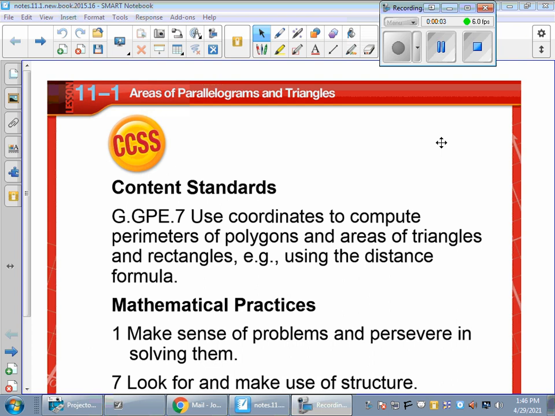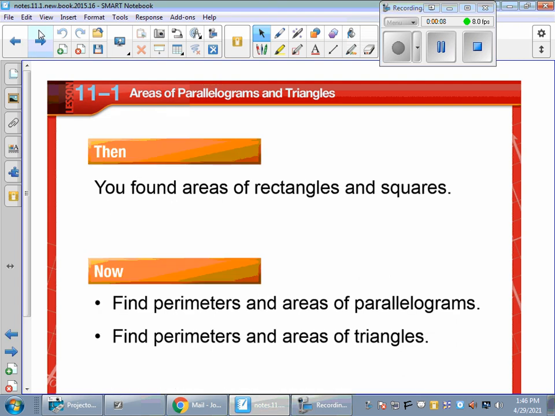All right, folks, here we go. So today we're working on section 11.1, which is finding areas of parallelograms and triangles.